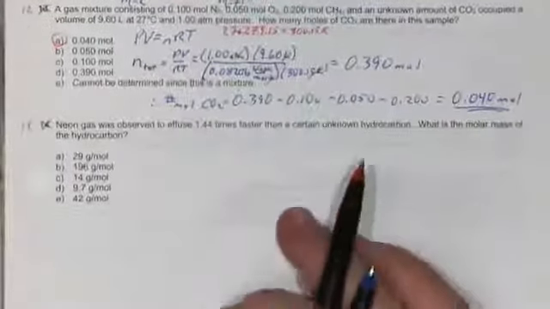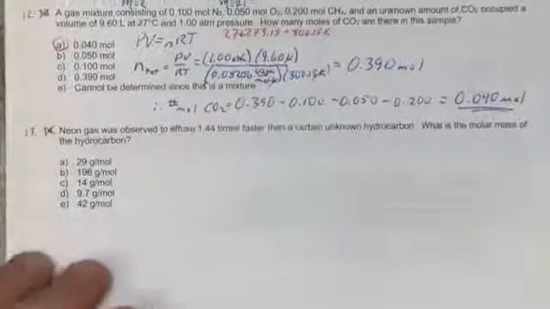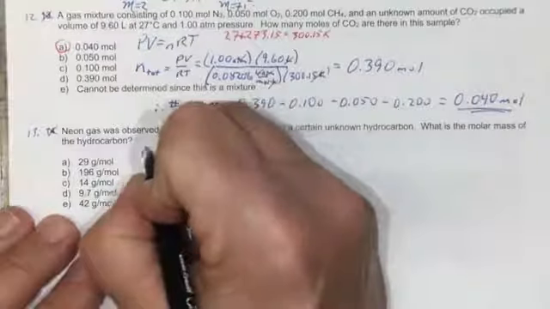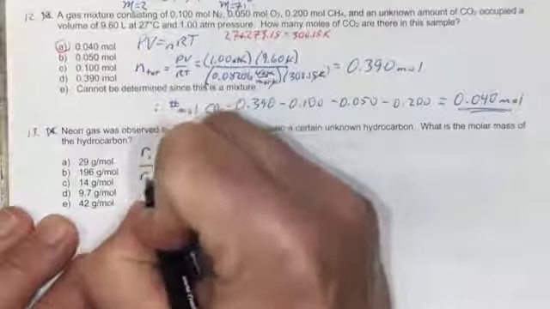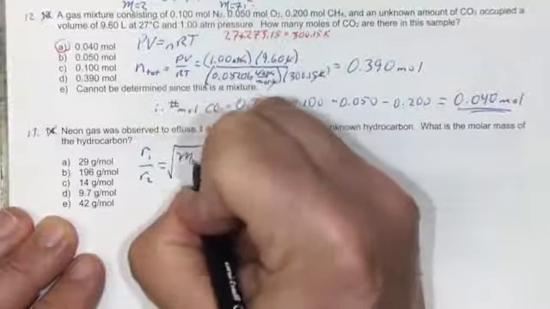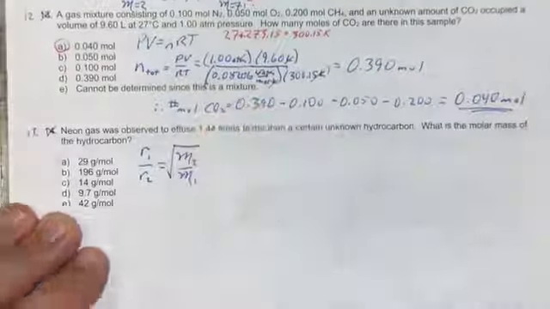Okay, and we have one more question here. This last question says, neon gas was observed to effuse 1.44 times faster than a certain unknown hydrocarbon. What is the molar mass of the hydrocarbon? Well, this is Graham's law of effusion. We can express it this way: the rate of effusion of gas 1 divided by the rate of effusion of gas 2 is equal to the square root of the molar mass of gas 2 over the molar mass of gas 1.